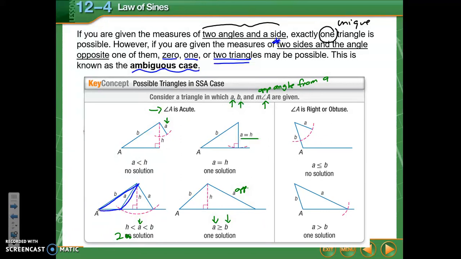Notice that this triangle is an obtuse triangle, right? It has one obtuse angle. So that's what can happen. That's called the ambiguous case.